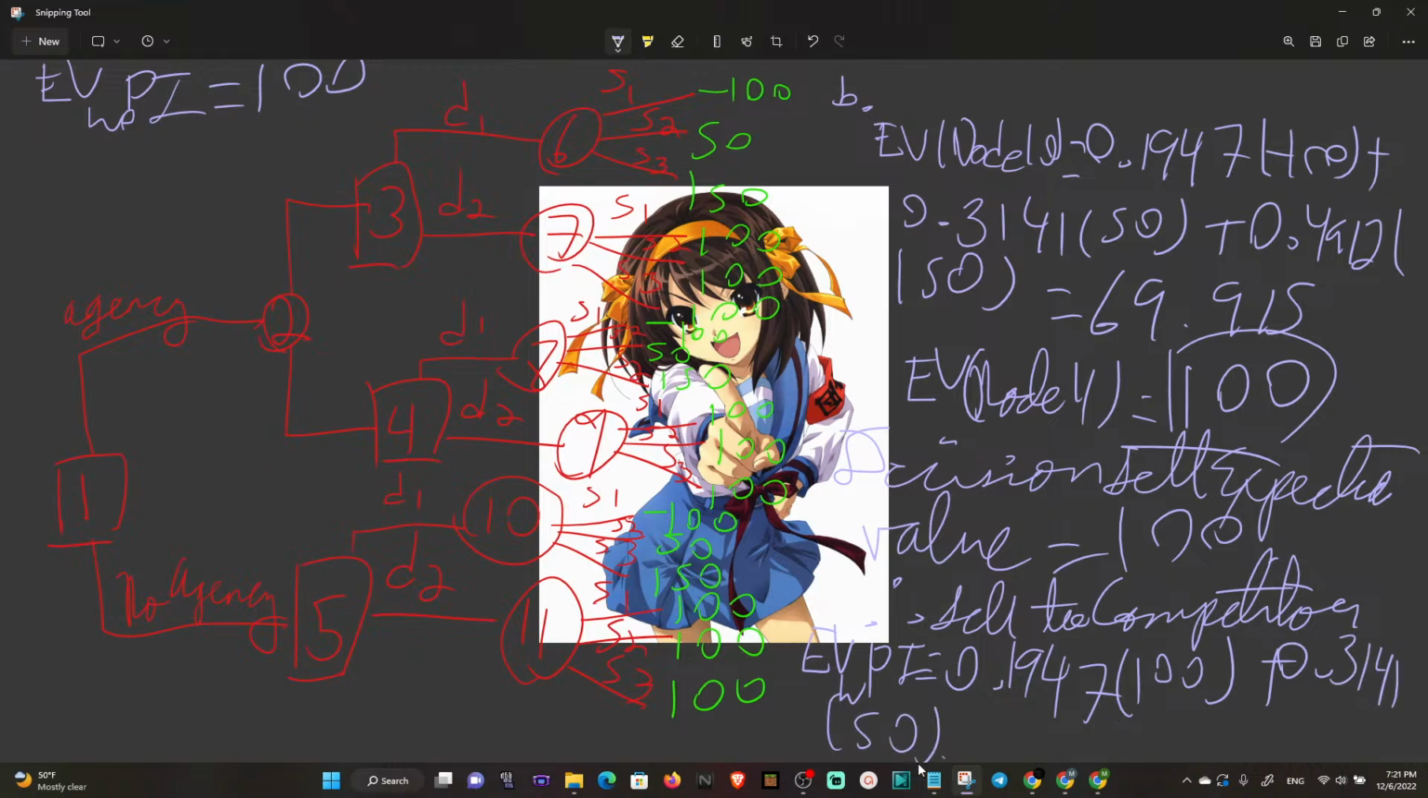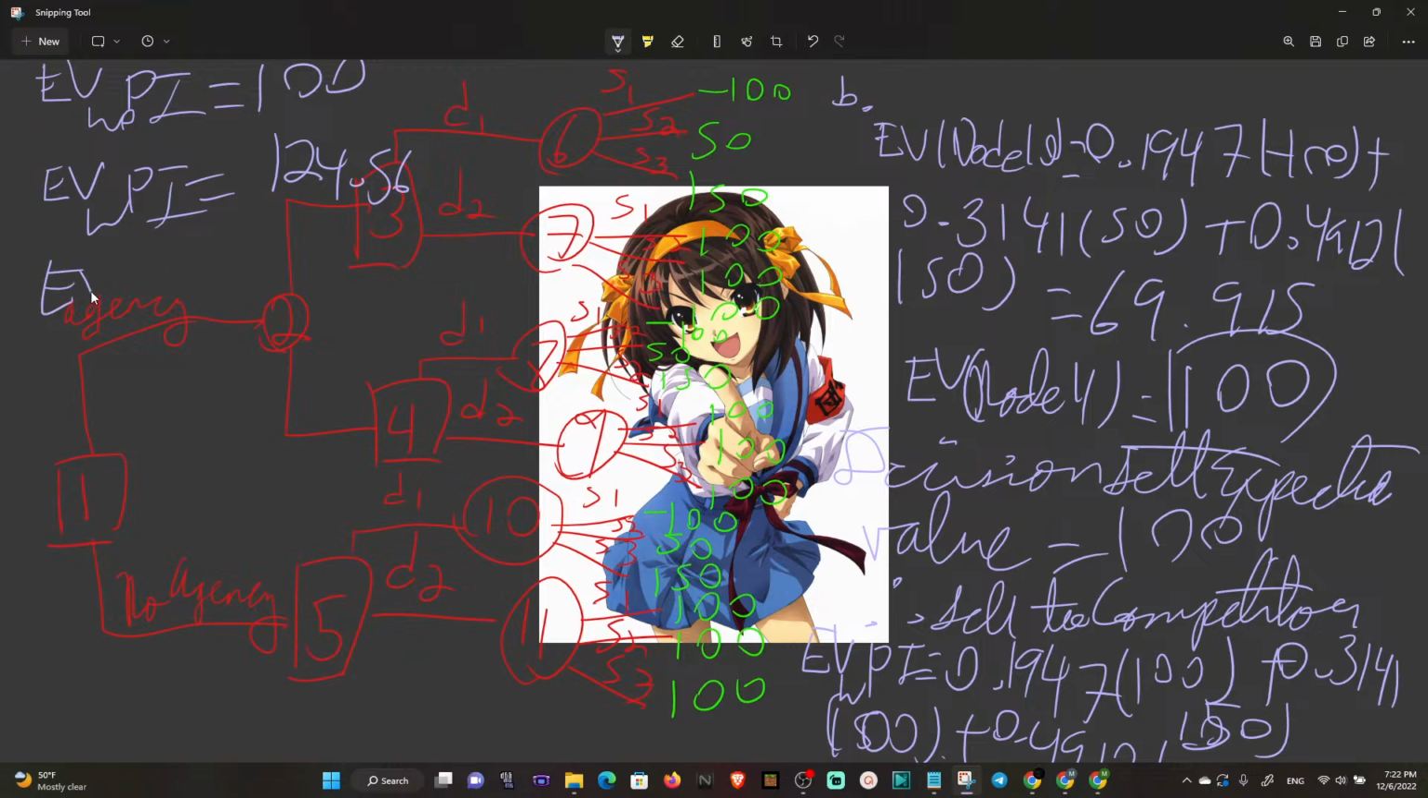Wait, this is with the PI? Yeah. Plus 0.4912 times 100. This is 150? Oh yeah, there you go, this will be 100. My bad. 100, 'cause 150. Which is a pretty big number, actually. So EVWPI will be equal to 124.56.